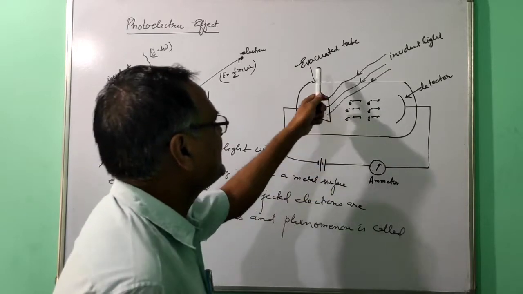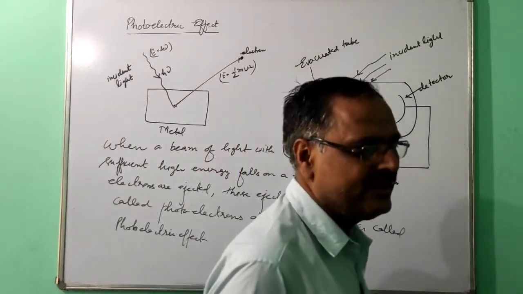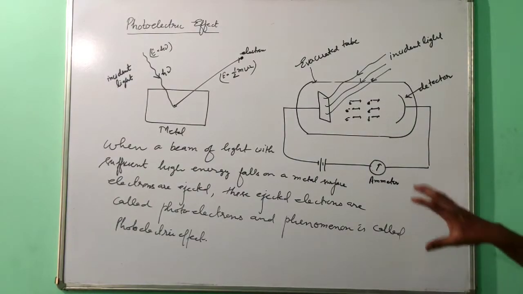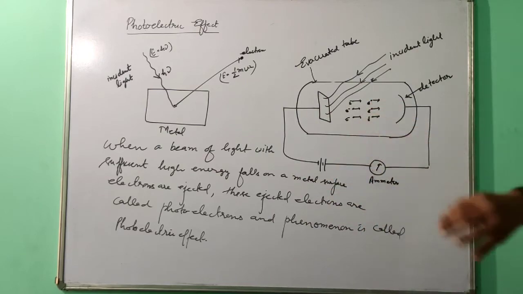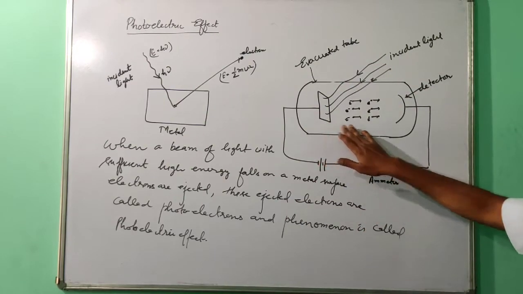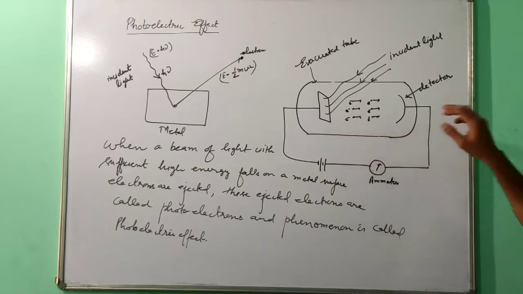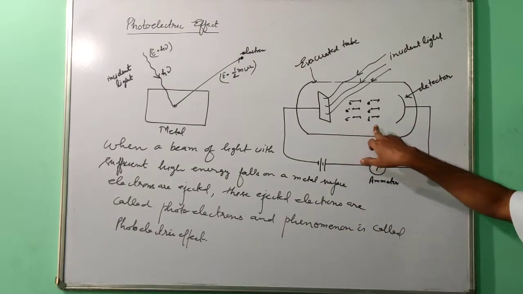Here you see this evacuated tube, like the discharge tube you have seen. In this one it is fully vacuum, no gas is there. When the incident light comes on a metal surface, these electrons come out, and here a detector is there. Now the circuit is complete.